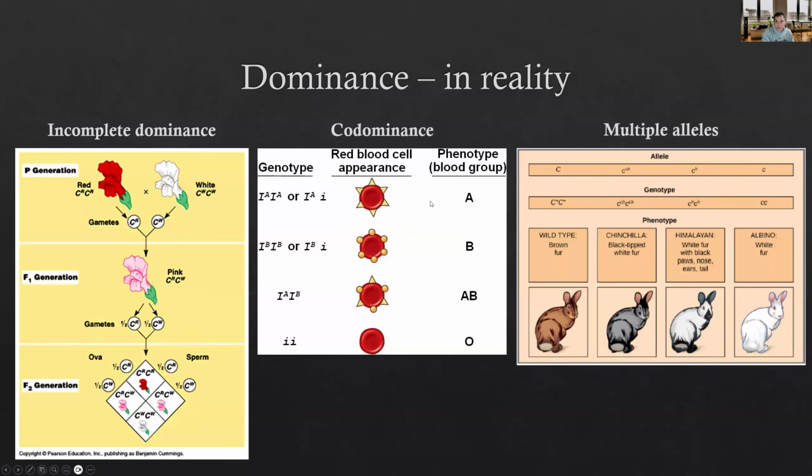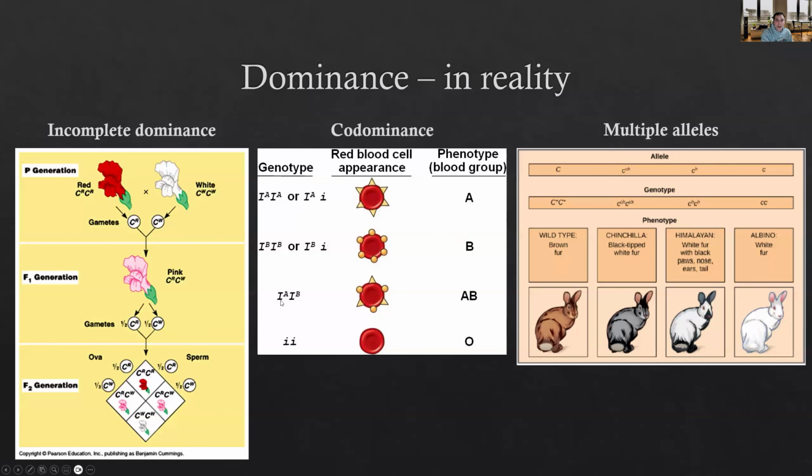So what that means is if you are I^A I^A, you have type A blood. The one thing to notice, though, is if you have one A allele and one O, the little i allele, notice that it's big I, little i. That is conveying to you that actually this allele is completely dominant over this allele. So basically, whether you're AA or AO, you have type A blood because A is completely dominant over O. Same thing with B. If you're BB or BO, you end up with type B blood.